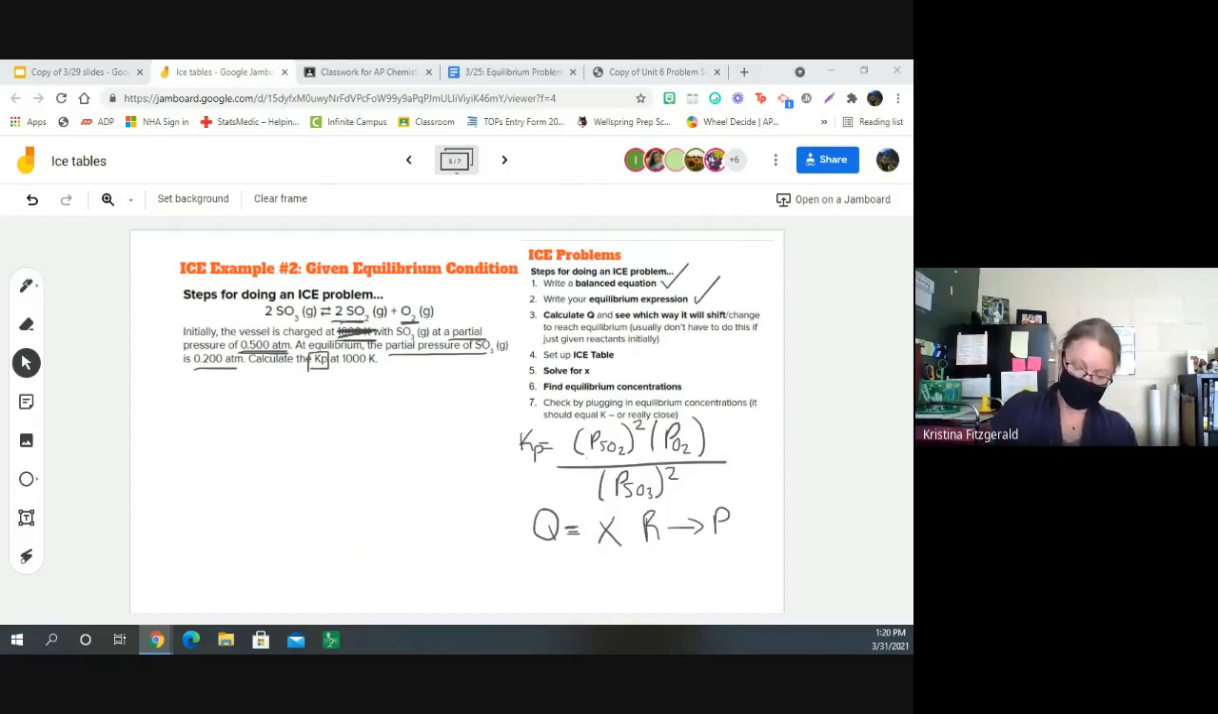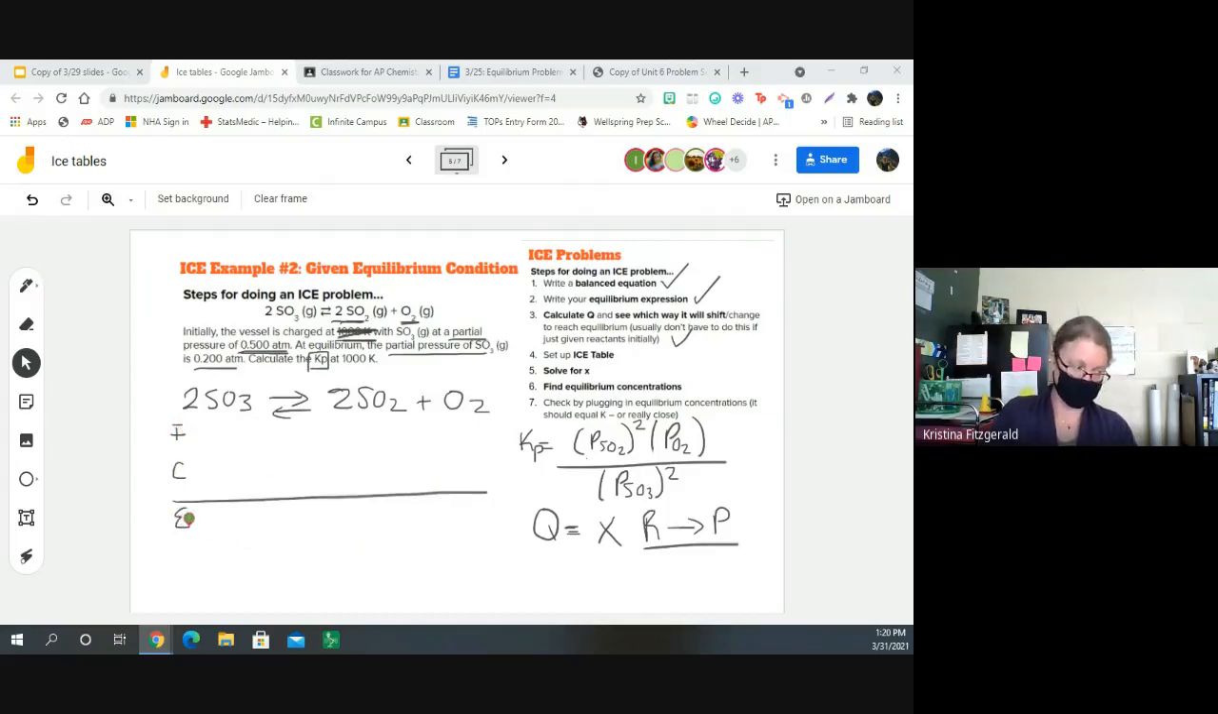So we got that. Okay, we're going to have to set up our table. So 2SO3, 2SO2 plus O2. Okay, initial, change, and then we're at equilibrium. I think, I hope, yes.